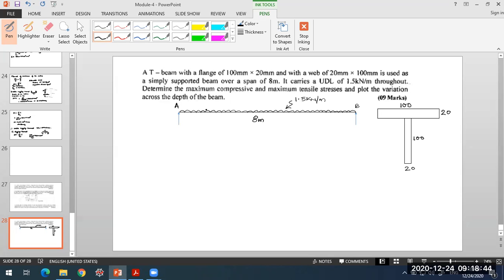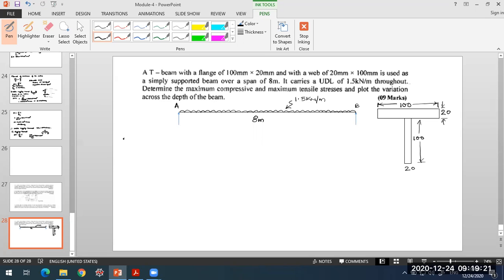Okay, so here is the beam what we have: 8 meter span, and the UDL it is carrying is 1.5 kilonewton per meter for its entire span. Now in cross section, you'll find that it is a T section. The dimensions are given to us. The flange width is 100 mm, all in mm, and the thickness of the flange is 20 mm. For the web, the depth of the web is 100 mm, and the thickness of the web is 20 mm.